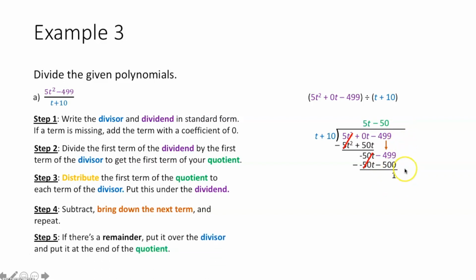So what do we do with our remainder? Well, we take that remainder, put it over our divisor, t plus 10, and tack it on the end of our quotient. So our answer is going to be 5t minus 50 plus 1 over t plus 10. Again, it's plus 1 over t plus 10 because our 1 is positive.